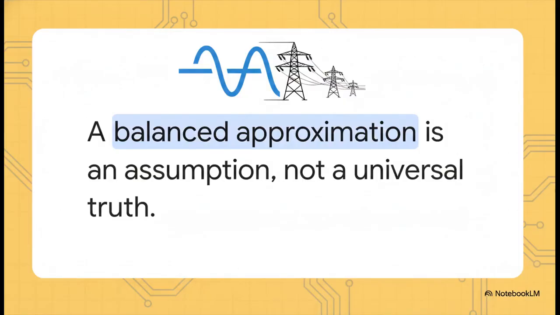You also need to be crystal clear about what your model is specifically leaving out. Like using a balanced pre-fault approximation, that might omit the pre-fault load current and just represent the system with steady-state sequence impedances. Now, for a textbook problem or a baseline study, that's totally fine. But remember, it is just an assumption. It is absolutely not a universal description of a live, operating power system. Putting these limitations on the ledger is what keeps your analysis honest.